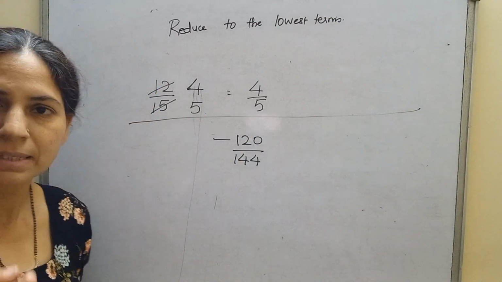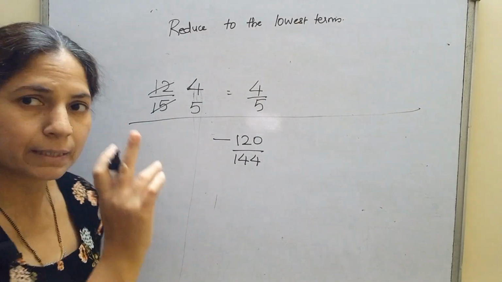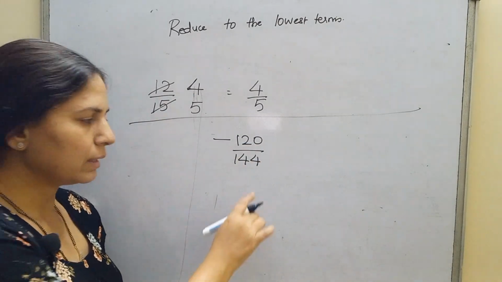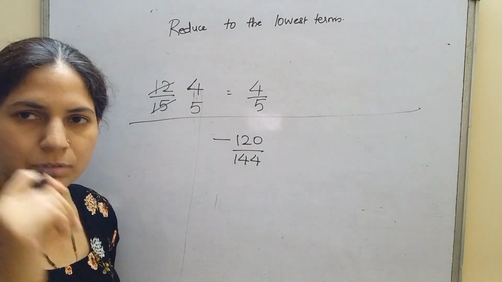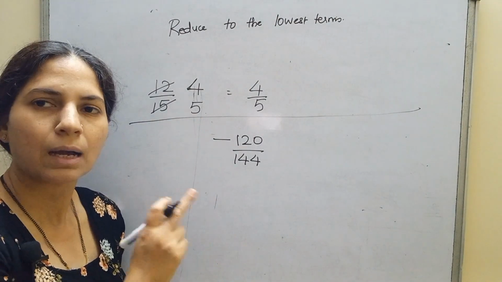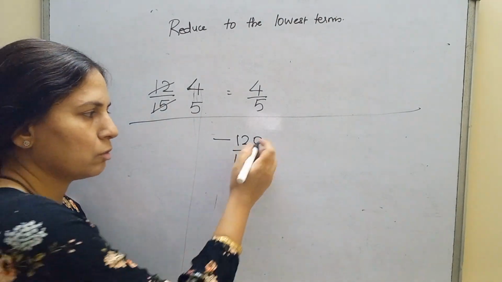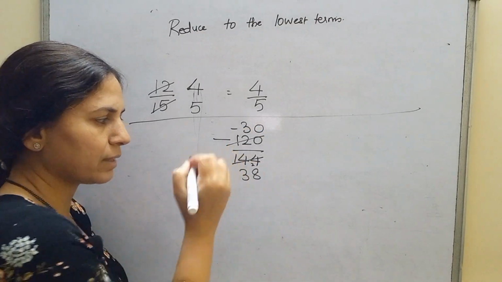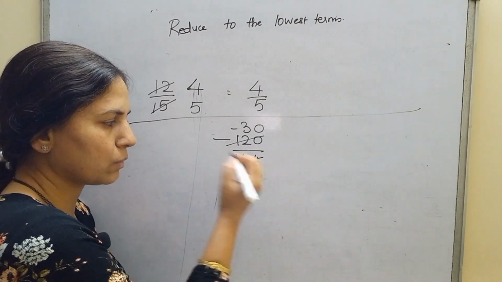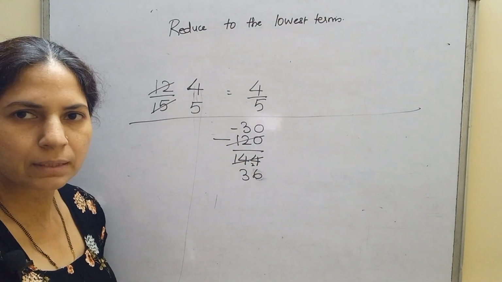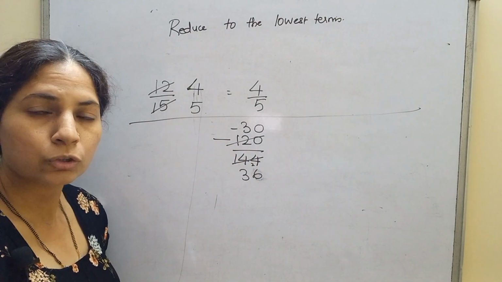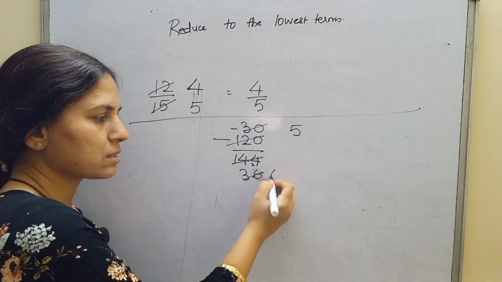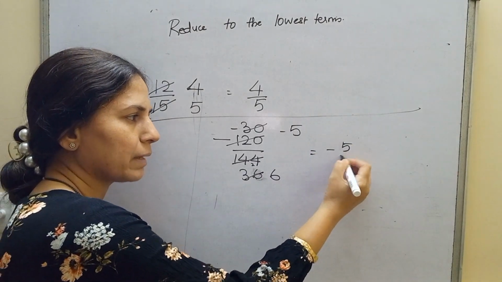Okay. Don't get scared. See, I'll tell you the divisibility test of number 4. Last two digits 20, last two digits 44. They are divisible by 4. That means both the numbers are divisible by 4. Okay. 4 3s are 12 and 0. 4 3s are 12, 4 6s are 24. 30 and 36. Don't you think they are both divisible by 6? 6 5s are 30, 6 6s are 36. Your answer is minus 5 upon 6.